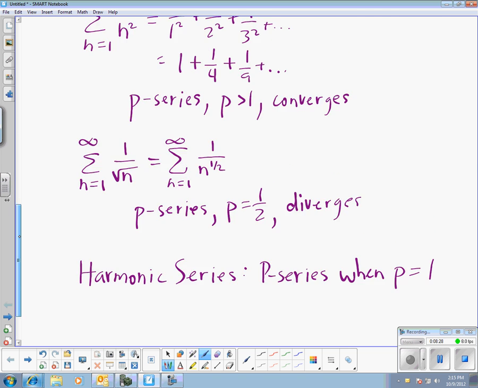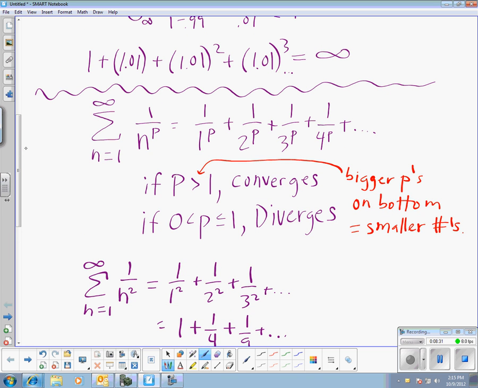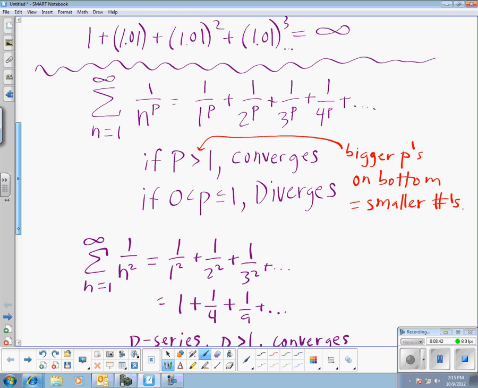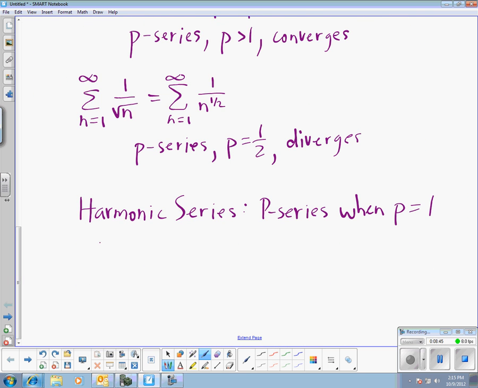I know that if it equals 1, according to my rule, I'm going to diverge right here. Less than or equal to 1 is divergence. So this 1 is the cutoff point. If I go greater than 1, I converge. If I am 1 or less, I diverge. So the harmonic series just looks like 1 over n. So it's 1 plus a half plus a third plus a fourth, and so on.